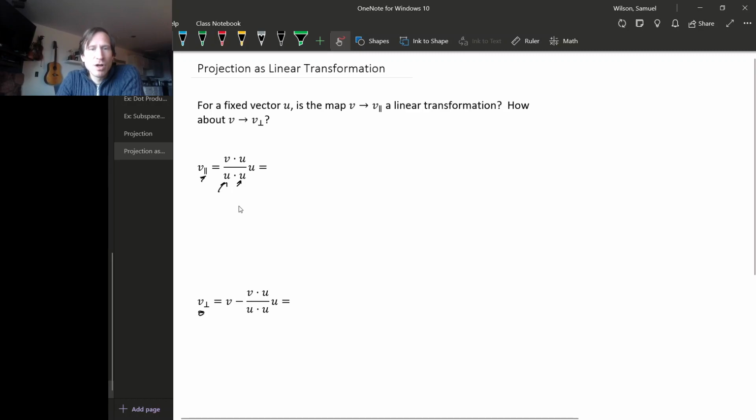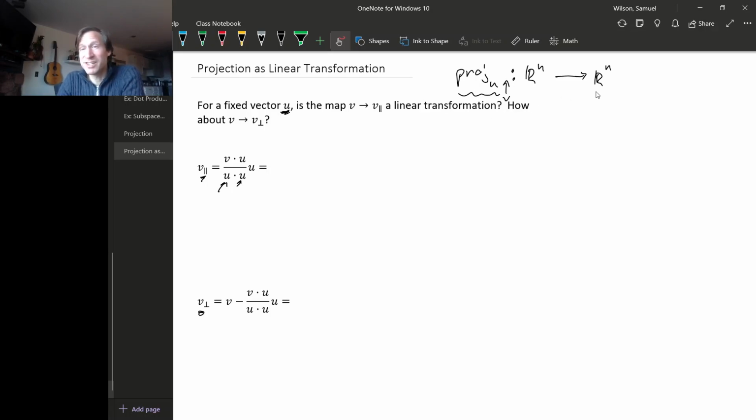Now, in this setup, we're holding u fixed, right? So u is a vector, but it's not our variable vector. So when we do this projection, what we're talking about is this transformation, projection sub u. This is going from Rn, right? Because there's a space to put the vector v in here. So this is going from Rn, and what it produces is another vector in Rn, which is the projection. This is a perfectly well-defined function. Here's a formula for it. But the only question is, is it linear?